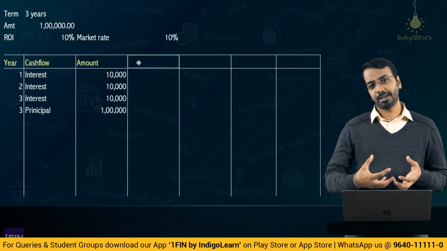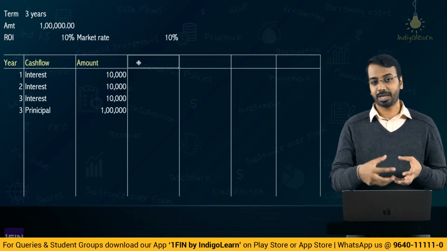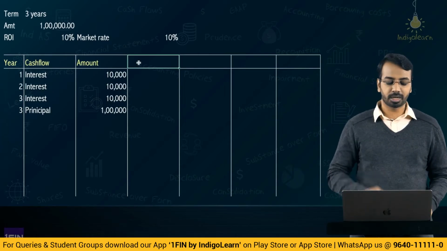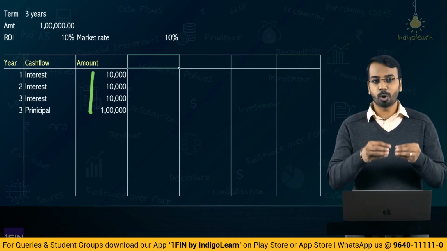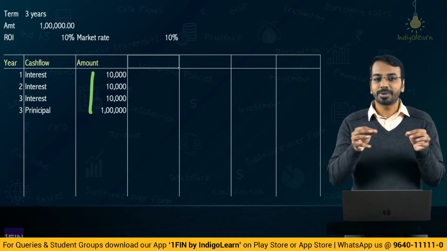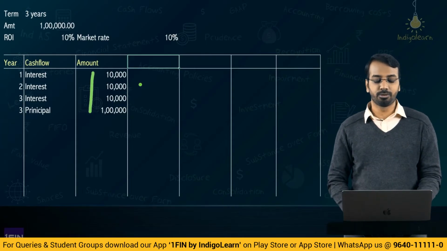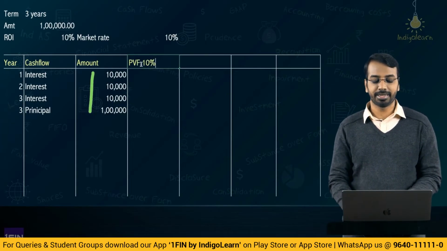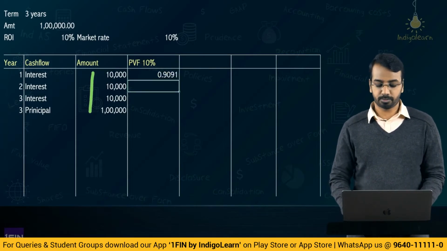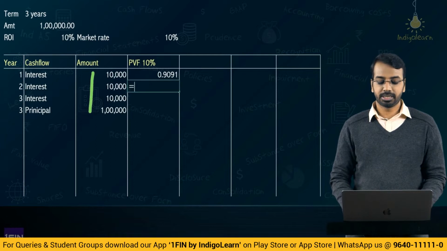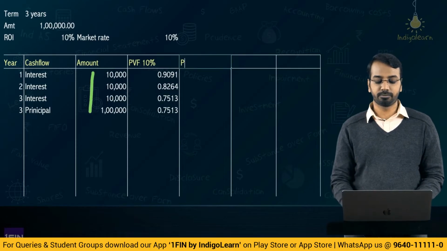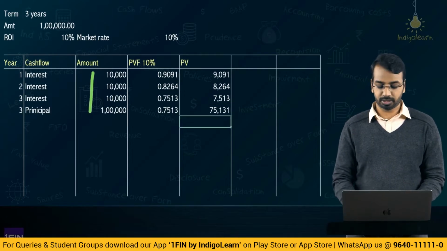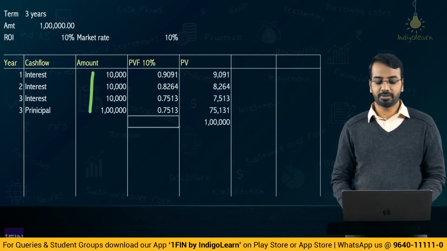Now, if I look at it from the point of view of the company, the company is getting these cash flows. If the company has to determine the fair value of them today, the present value of these cash flows today, what would the company do? The company would discount them using the present value factor at 10%. So, 1 divided by 1.1 is 0.9091, then this divided by 1.1 again, and again, and the last one will be the same. The present value is 10,000 multiplied by this factor: 9,091, 8,264, 7,513, 75,131. If you sum this up, you get a present value of 1 lakh.